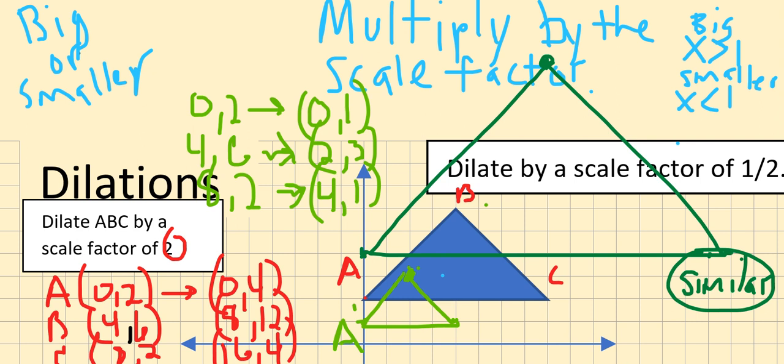A prime, B prime, C prime. Here are your ordered pairs. You multiply each ordered pair by the scale factor. In this question, it's 1/2. So you're going to multiply each number times 1/2, or take 1/2 of each one of those numbers. Don't make it harder than it needs to be. You're going to have half of 0, 2, which is going to be 0, 1. Half of 4, 6, which is going to be 2, 3. And then half of 8, 2 is going to be 4, 1.